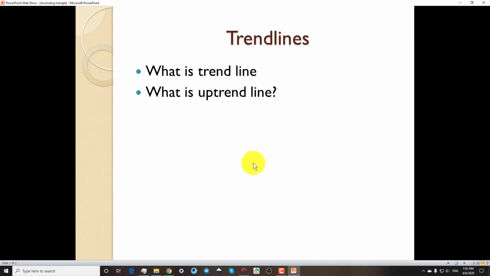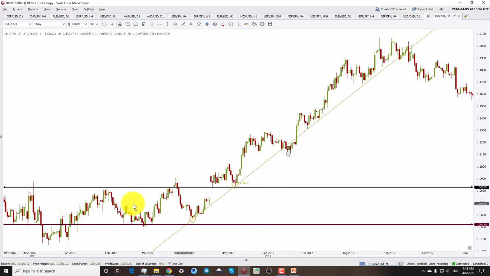Okay, now we know what a trend line is. So what is an uptrend line? This was actually an example of an uptrend line only. An uptrend line has a positive slope. Now what is the meaning of the positive slope? That as the time goes, the slope is to the upside. This is called positive slope.